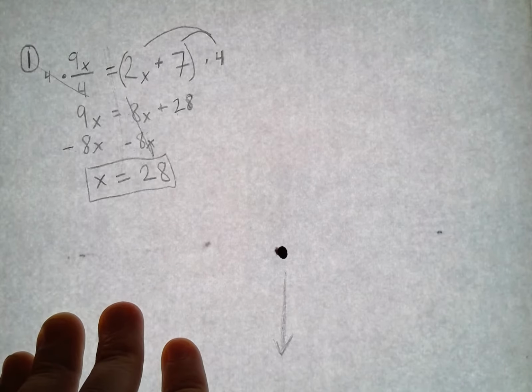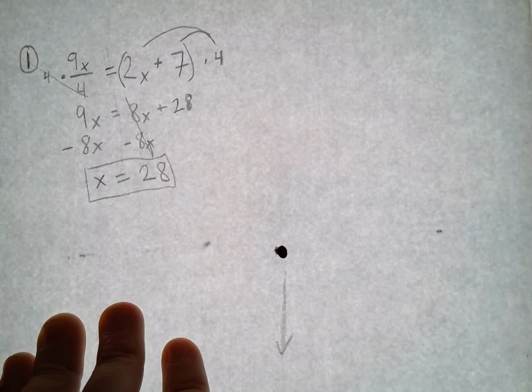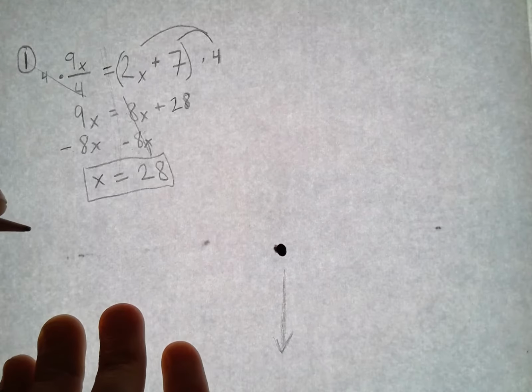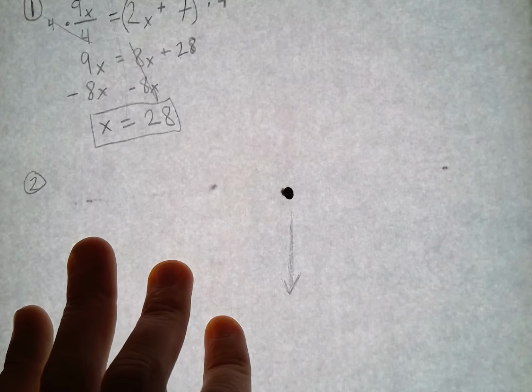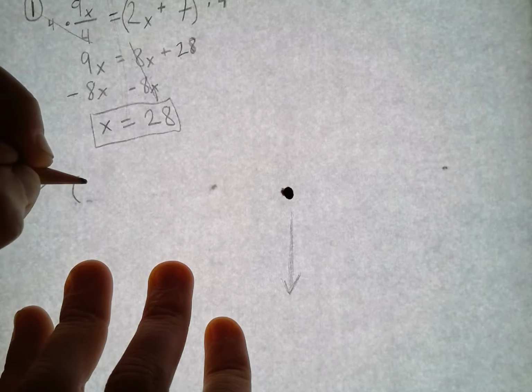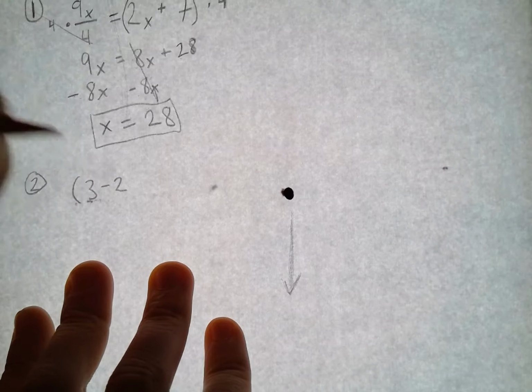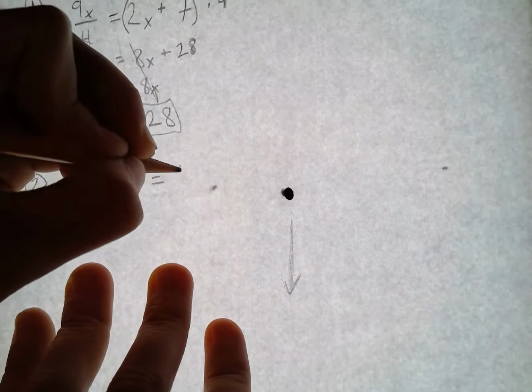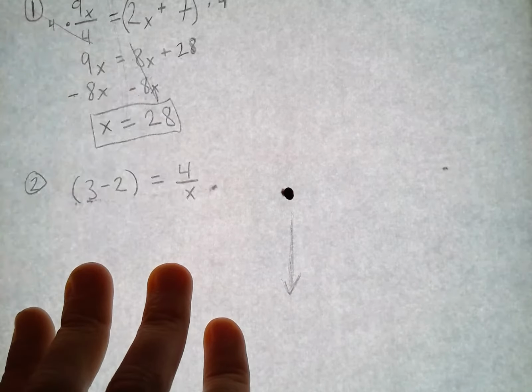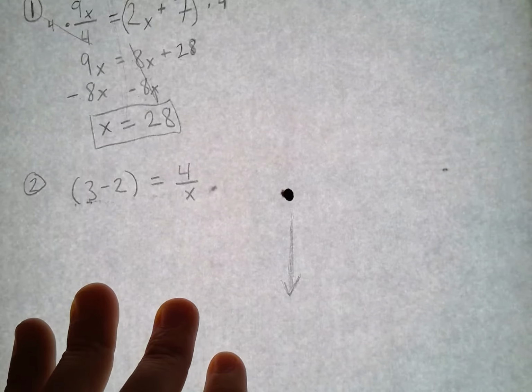Let's look at one more example. Maybe two more examples. We'll see. All right, let's see. Number 2. Let's try this. 3 minus 2 equals 4 over x. So there's a bunch of things I see here.